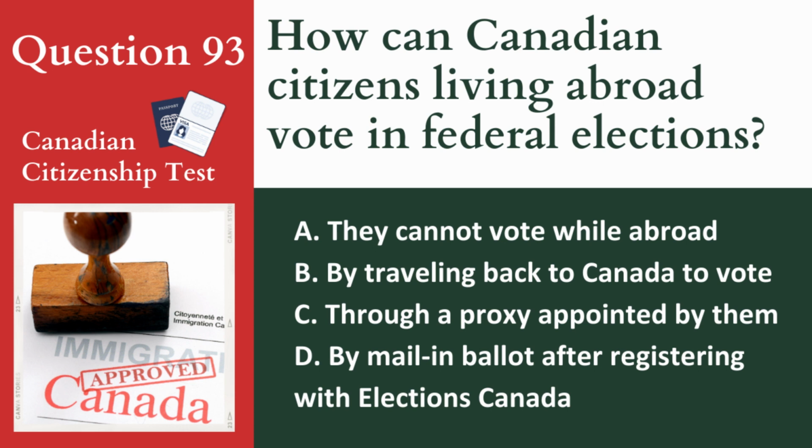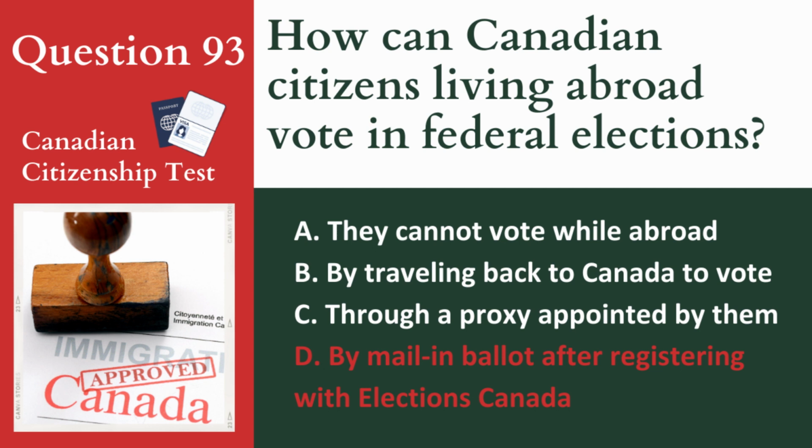Question 93. How can Canadian citizens living abroad vote in federal elections? A. They cannot vote while abroad. B. By traveling back to Canada to vote. C. Through a proxy appointed by them. D. By mail-in ballot after registering with Elections Canada. Answer D. By mail-in ballot after registering with Elections Canada. Canadian citizens living abroad can vote by mail if they register in advance with Elections Canada.